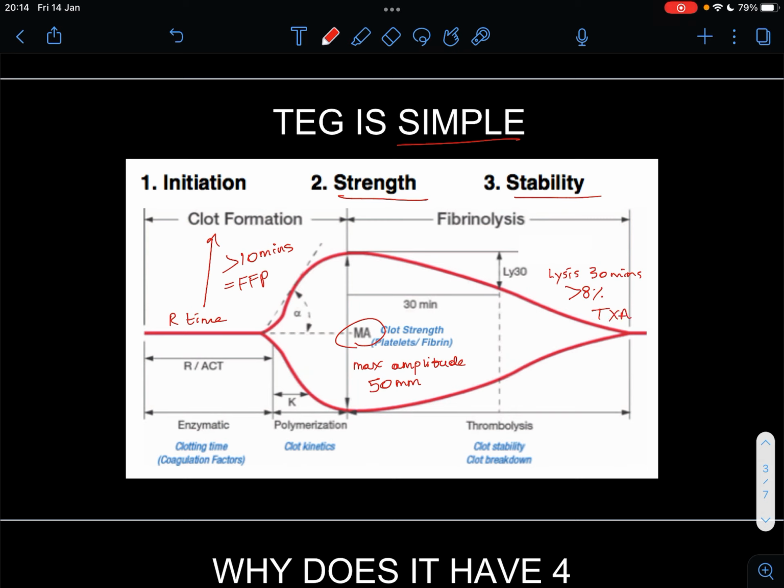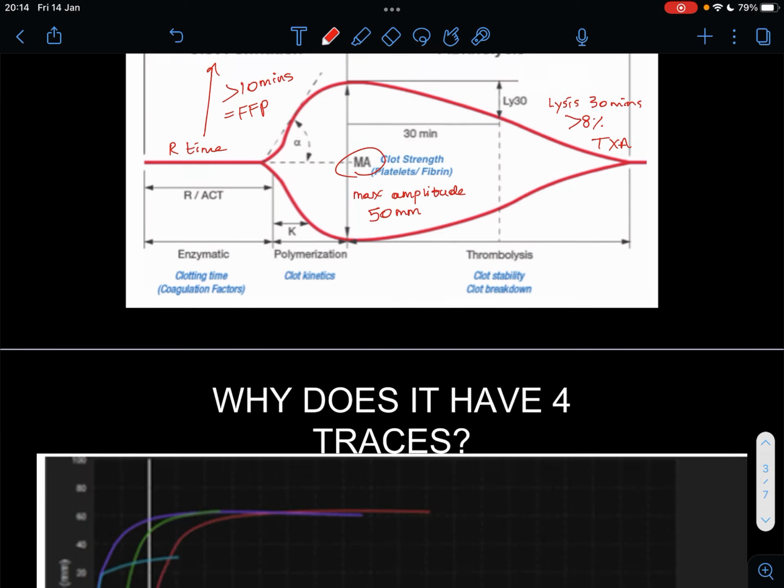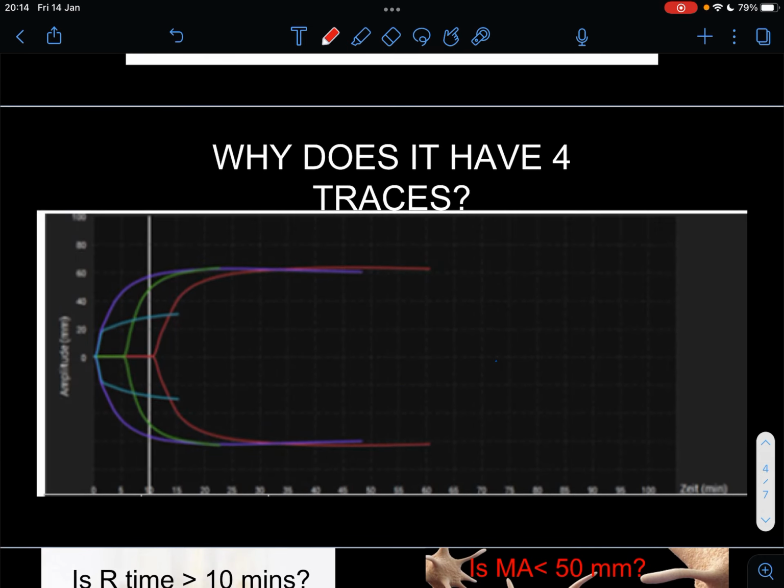Okay, so now we've gone through the R time, which is all to do with your clotting factors. If it's prolonged, they need FFP. We've got the maximum amplitude, or how strong the clot is. If it's reduced, they need some platelets, and we've got how quickly the clot is breaking down, over 30 minutes. So if it's greater than 8% is broken down, they need some TXA. Just very quickly, I'm going to go through why does it have 4 traces, because I think this is a bit that people come unstuck on and why they get confused.